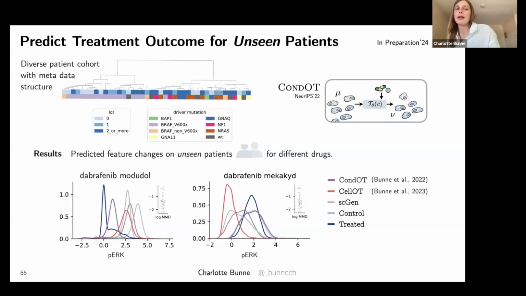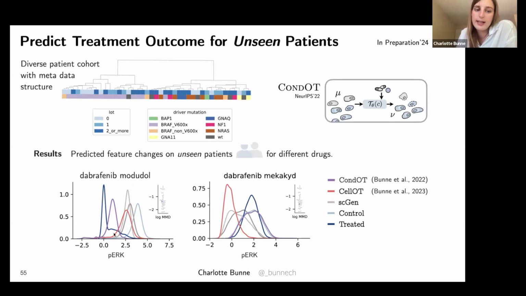We also, and this is something I didn't talk about today, developed a neural optimal transport method that can be conditioned on patient meta information, because of course that is going to determine the response of a patient to a drug. And we can see that it's very important because sometimes, for patients with a particular driver mutation, for example, methods that are not conditioned on meta information completely fail to see that those patients actually exhibit a strong response, right?